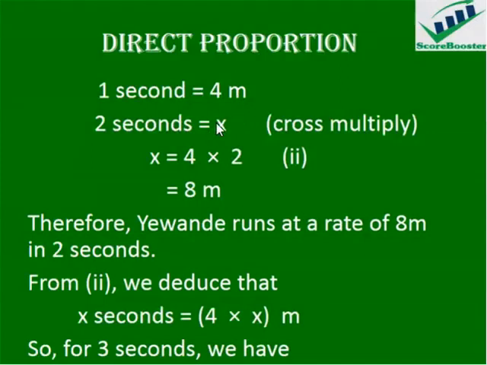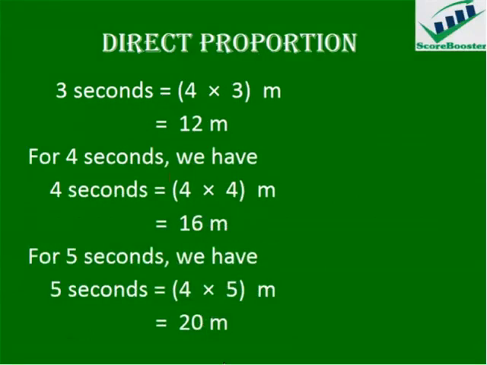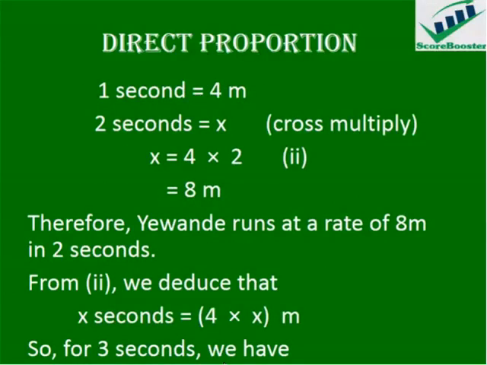So x will be what? 1 multiplied by x will give x. 2 multiplied by 4 will be equal to 8 meters. So she runs 8 meters in 2 seconds. You can see that as the number of seconds increases, the number of meters she runs also increases. So we deduce something. Therefore Yewande runs at the rate of 8 meters in 2 seconds.